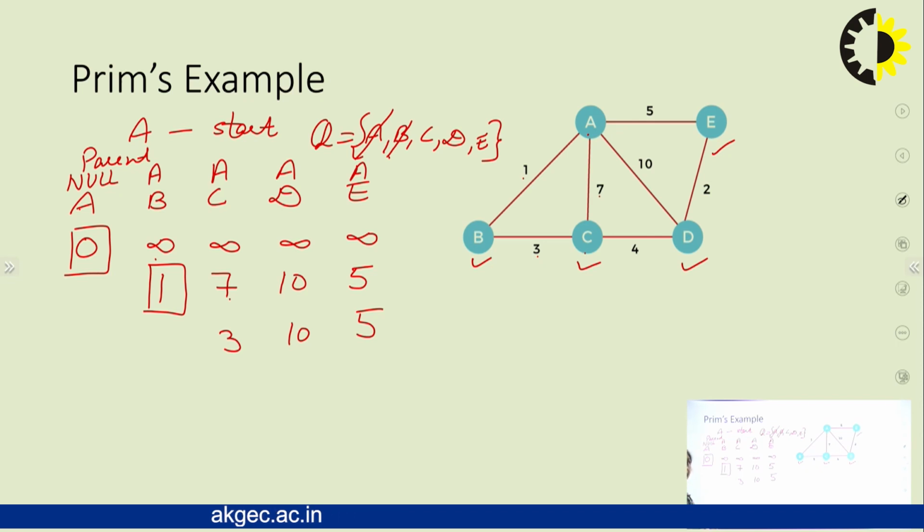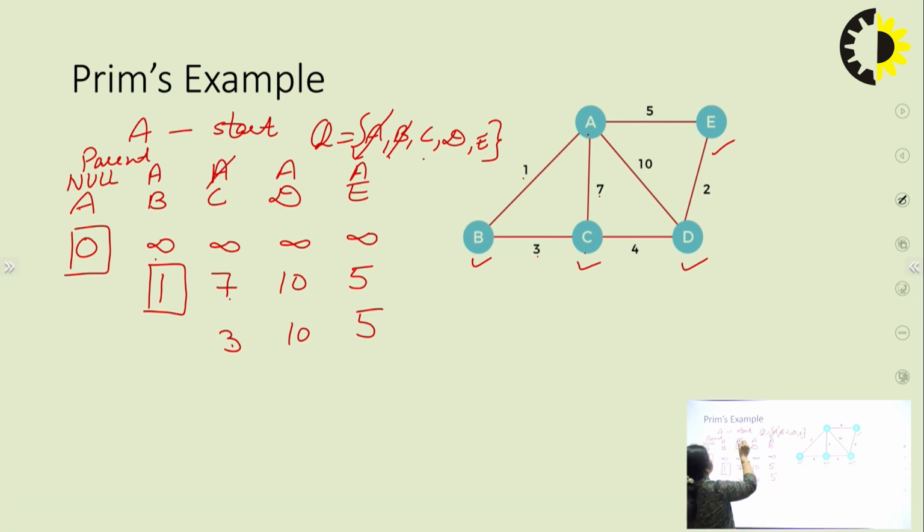Now, what will we do? What is left in the queue? So what has been changed? C's parent has been changed to B, because from B we have changed the value. Now what will be selected next? 3. So what is 3? C. So C is deleted from the queue.